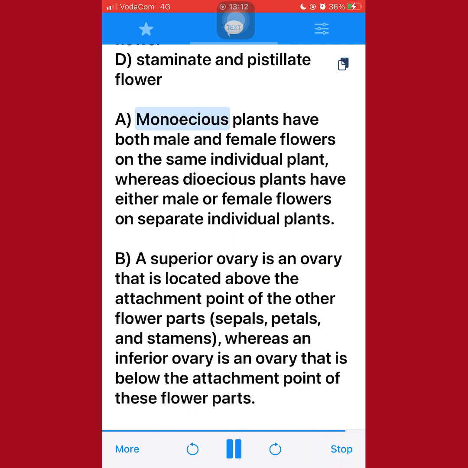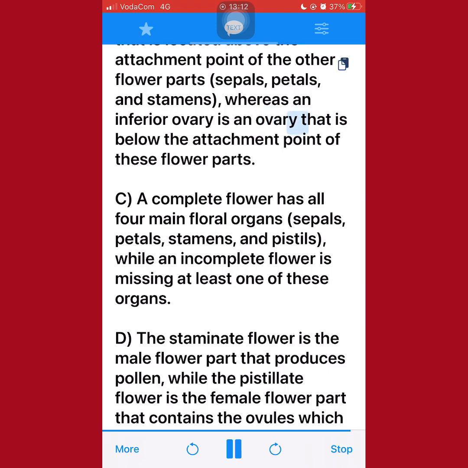A. Monoecious plants have both male and female flowers on the same individual plant, whereas dioecious plants have either male or female flowers on separate individual plants. B. A superior ovary is an ovary that is located above the attachment point of the other flower parts, sepals, petals, and stamens, whereas an inferior ovary is an ovary that is below the attachment point of these flower parts.